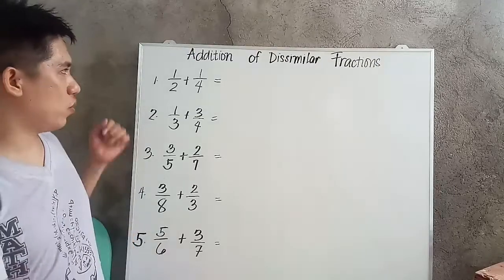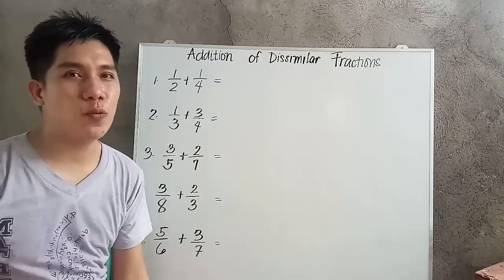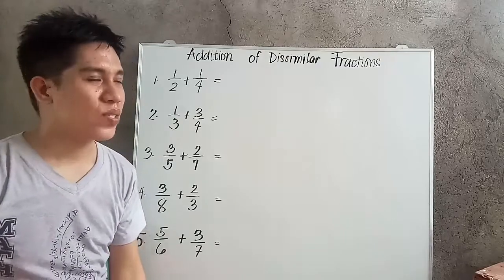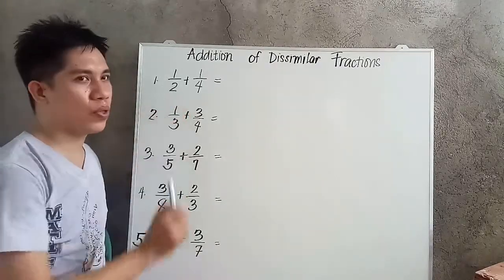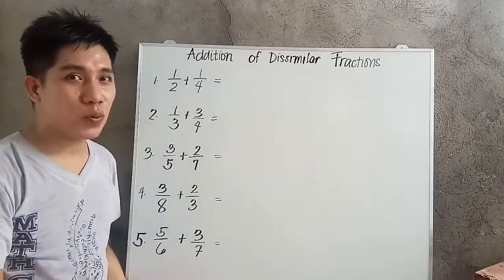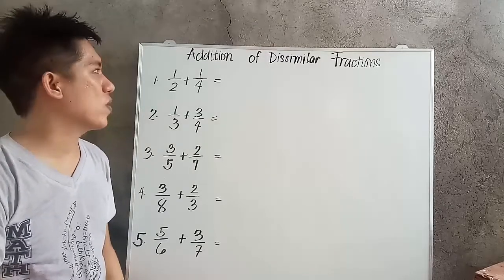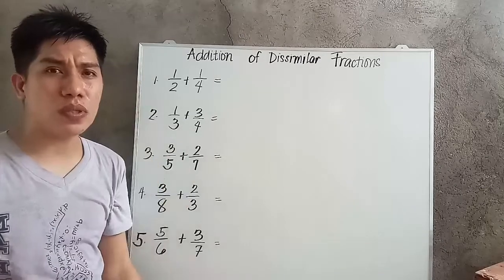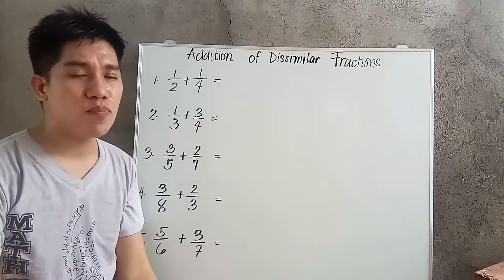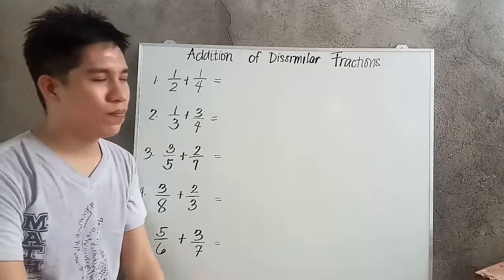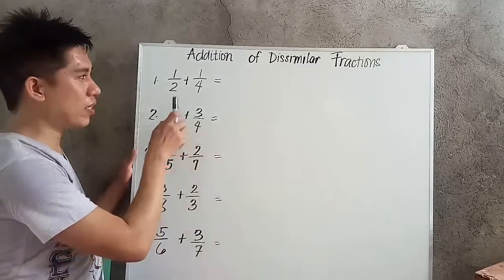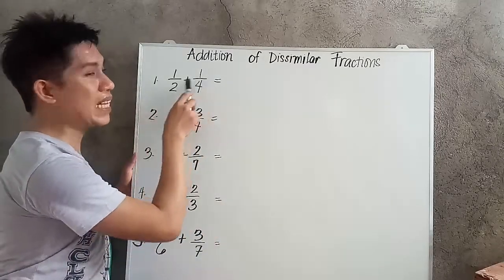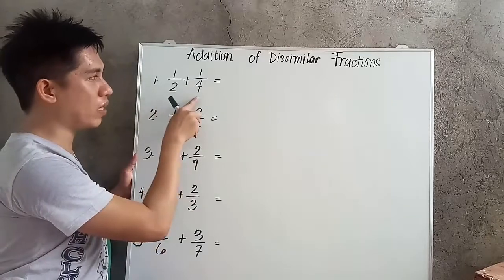For example, for number 1, we have 1/2 plus 1/4. Their denominators are different, so they are dissimilar fractions. The first thing we will do is get the product of the denominators. Una natin buhaton, kaya aton siya i-multiply ang denominators, which is 2 and 4.